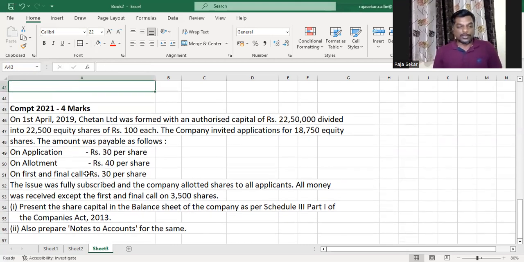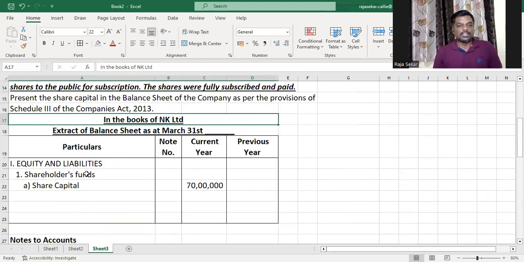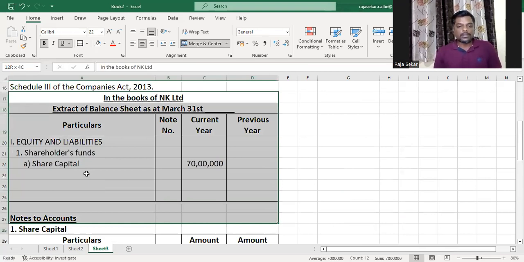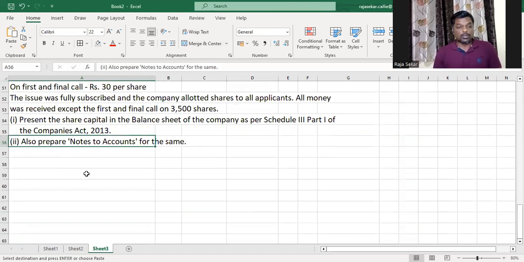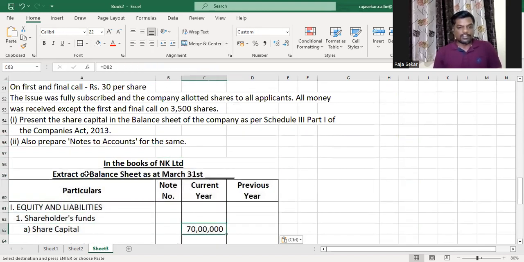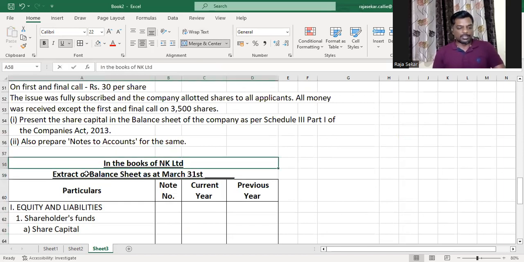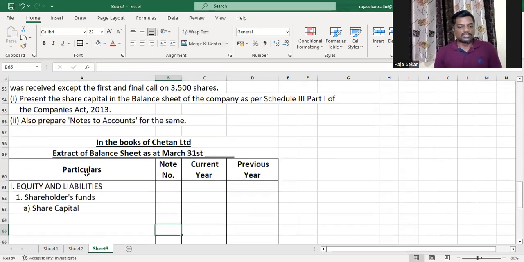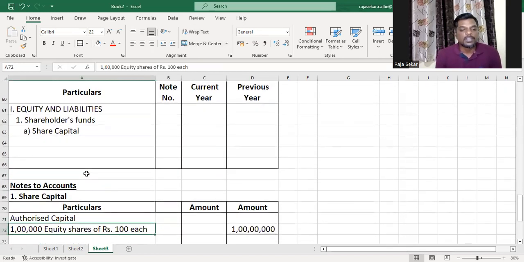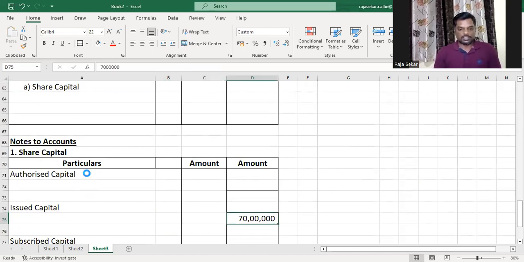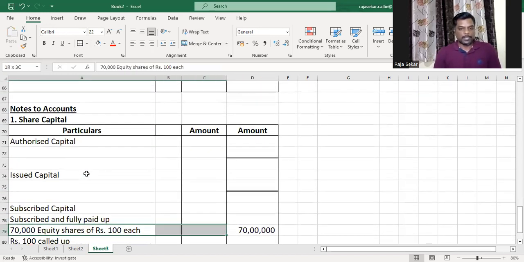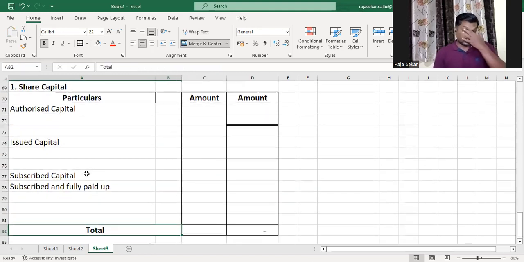As I told you earlier, irrespective of the question, the face of the balance sheet and the format of notes to accounts is going to remain the same. Only the numbers are going to change. So I'm just going to copy it from the previous question, and we're not going to write any numbers here. This is the Chetan Limited problem, so I'm going to write Chetan Limited here. This is going to remain the same in all the questions. I'm going to delete these things because they're all going to change.